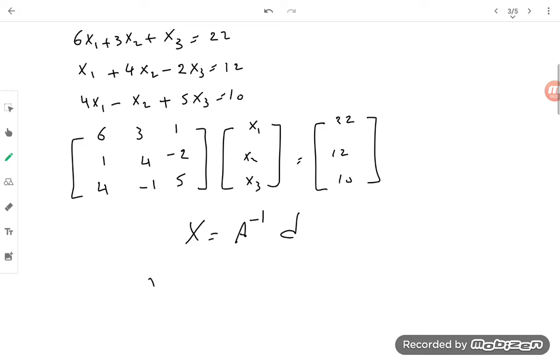Okay, let's review how to get the inverse of a matrix. The inverse of a 3 by 3 matrix. In order to get the inverse of the matrix, there are a number of steps. Step number 1 is to find the determinant.